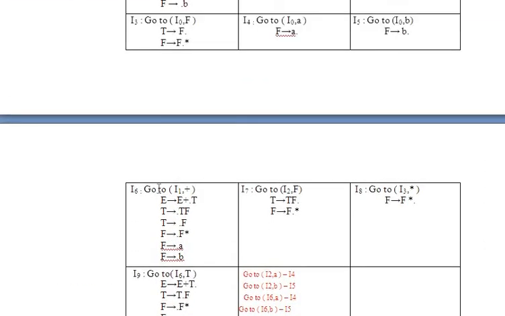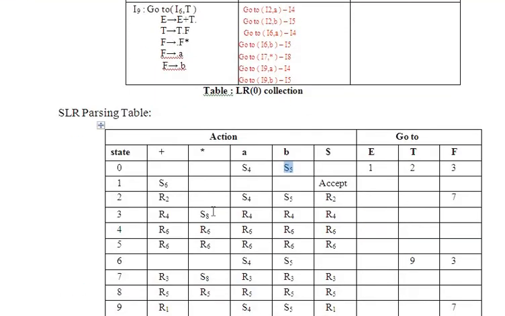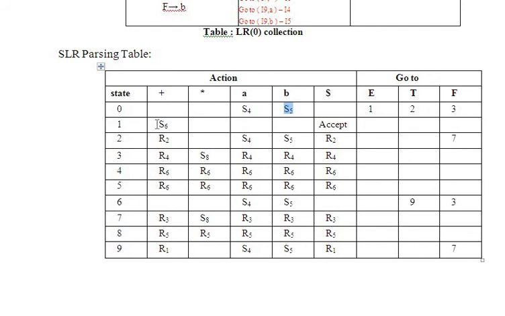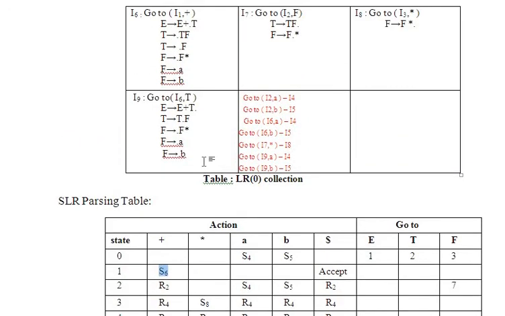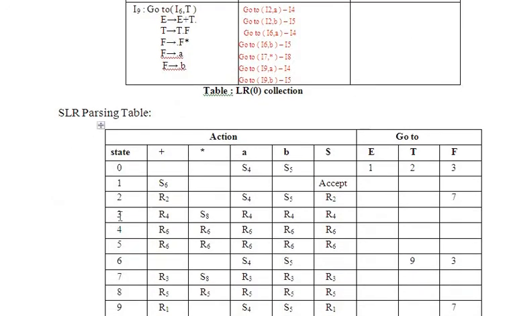Next, I1 on plus is I6, so 1 on plus is S6. Next, 2 on F: in the second row, state is 7, so put 7 into this goto state. Next, I3 on star is I8, so in the third row, 3 on star, put S8.